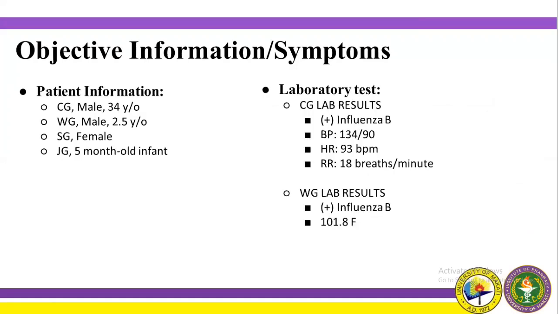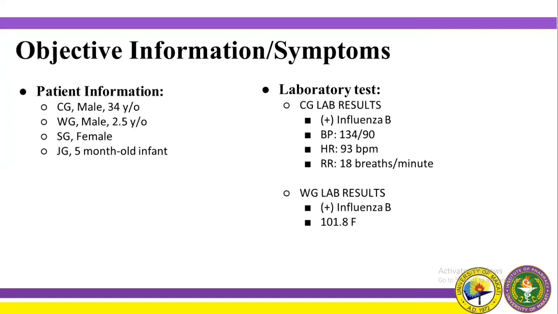For the objective information, patient information, we have CG, a male who is 34 years old, WG, his son, male, 2.5 years old, SG, his wife, female, and JG, the 5-month-old infant. For the laboratory test results, for CG lab results, he tested positive for influenza B. His BP is 134/90, heart rate 93 beats per minute, and respiratory rate 19 breaths per minute.